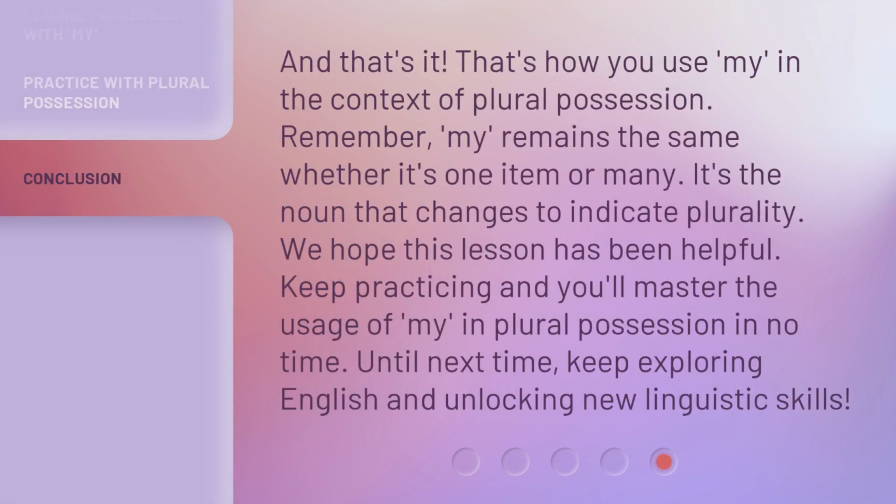And that's it. That's how you use my in the context of plural possession. Remember, my remains the same whether it's one item or many. It's the noun that changes to indicate plurality. We hope this lesson has been helpful. Keep practicing and you'll master the usage of my in plural possession in no time.